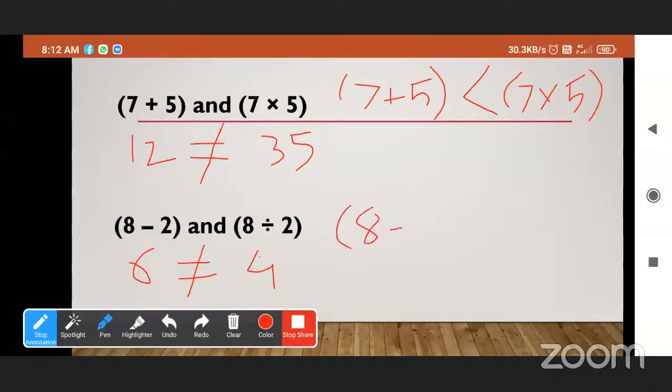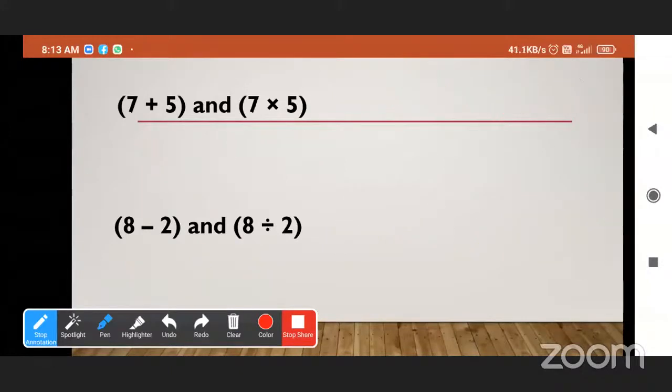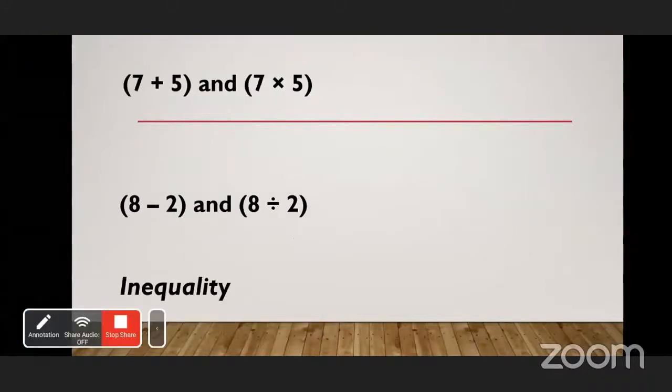Now, 8 minus 2 and 8 divided by 2. Which symbol will we write here? Lesser or greater? 6 is greater than 4. Yes, we will write here greater. Okay. Very good. Now, see, these are inequalities.